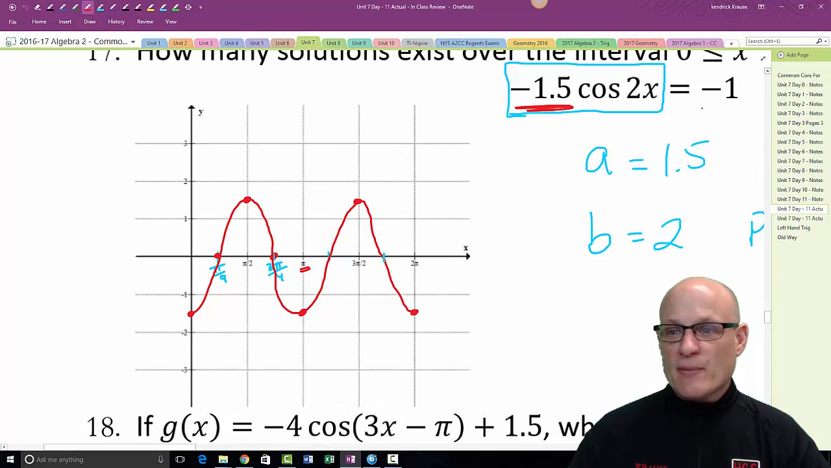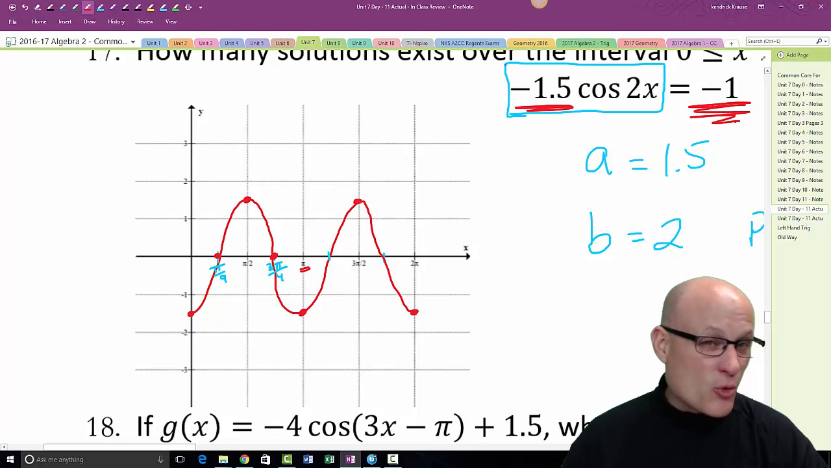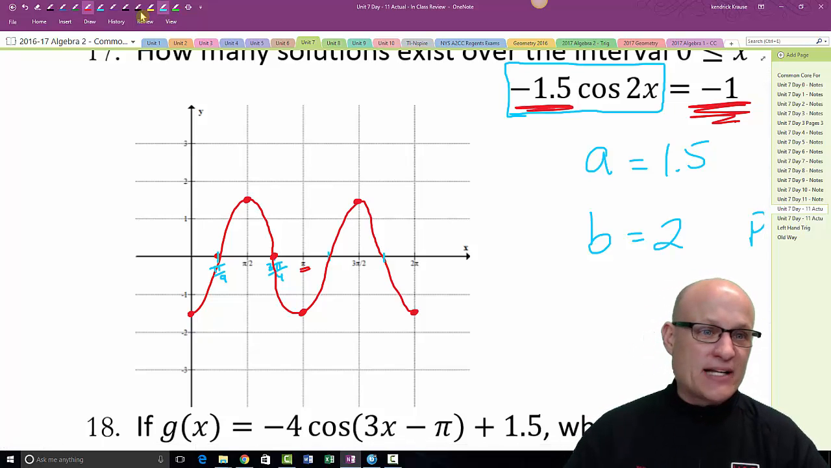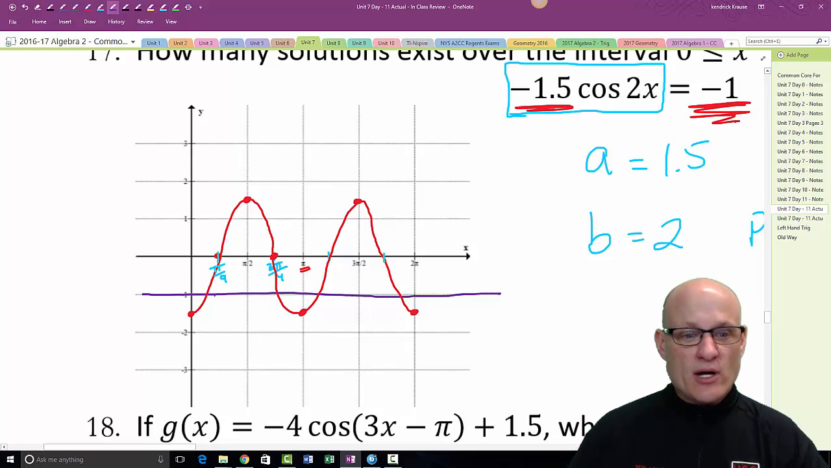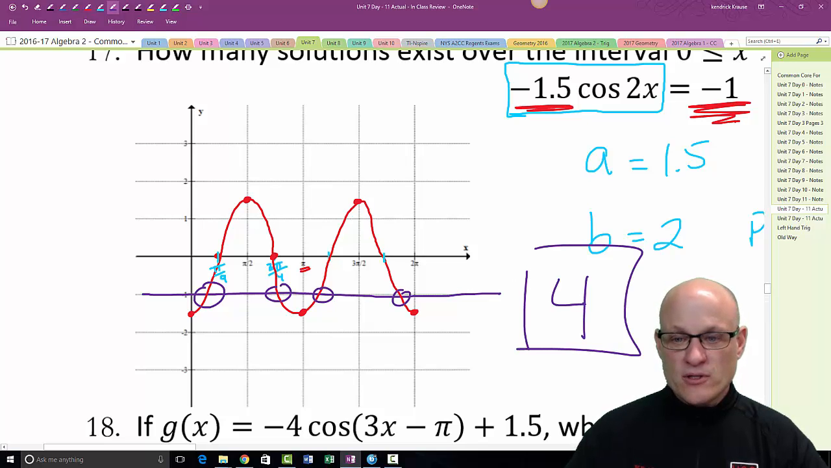Then it says, how many times does it equal negative 1? It didn't ask for what the x values are. It just says, how many times does it equal negative 1? Well, let me draw in negative 1. There's the line y equals negative 1. Well, how many times does it hit? Once, twice, 3 times, 4 times. The answer is just 4. There are 4 points of intersection.